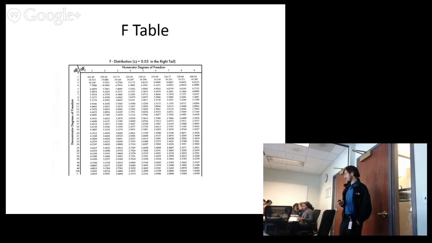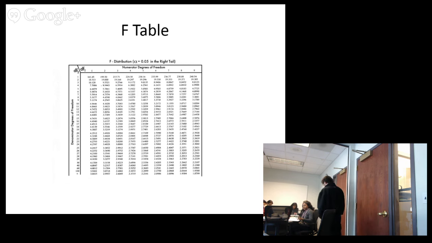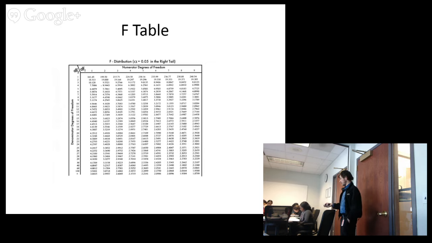And then we have the F table. The F table is used for the F test, and it's also used in ANOVA. For that, we need to know the degrees of freedom of the numerator, which is going to be our one sample size minus 1. And we need to know the degrees of freedom for our denominator.